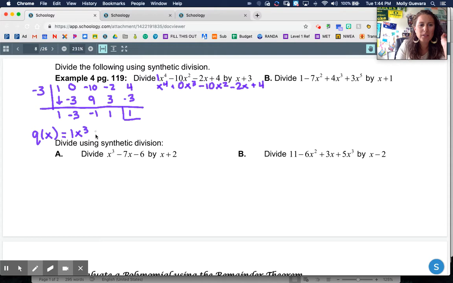Then my next coefficient is -3, so minus 3x squared. Then I have minus 1x. And I have plus 1.